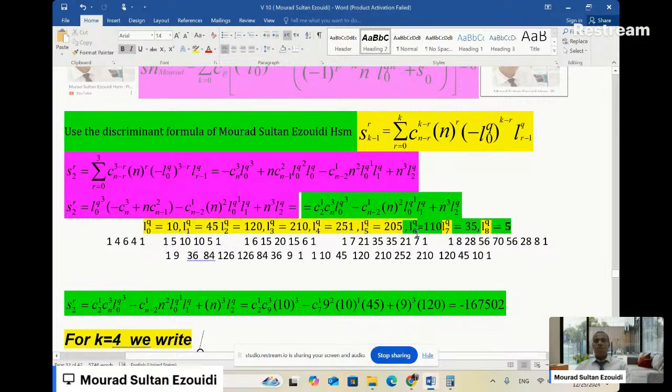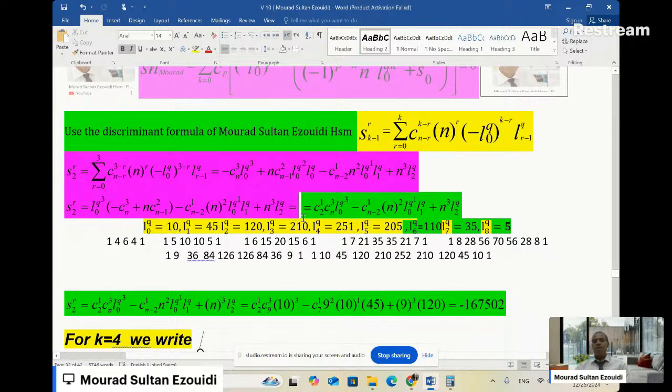S2, my kids, just use the formula of me and substitute k equal 3. So when r equals 0, it will be minus n to 3 times L0 cubed plus n times combination n minus 1 choose 2 and L0 squared times L0 for the cube. You see this one? L0 squared times L0 for the Q is L0 for the Q cubed. That's why we put here into parentheses outside the brackets.